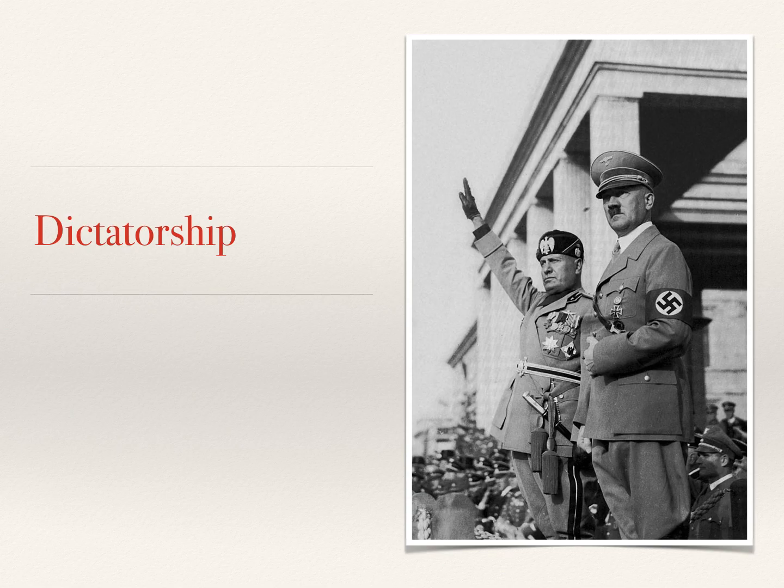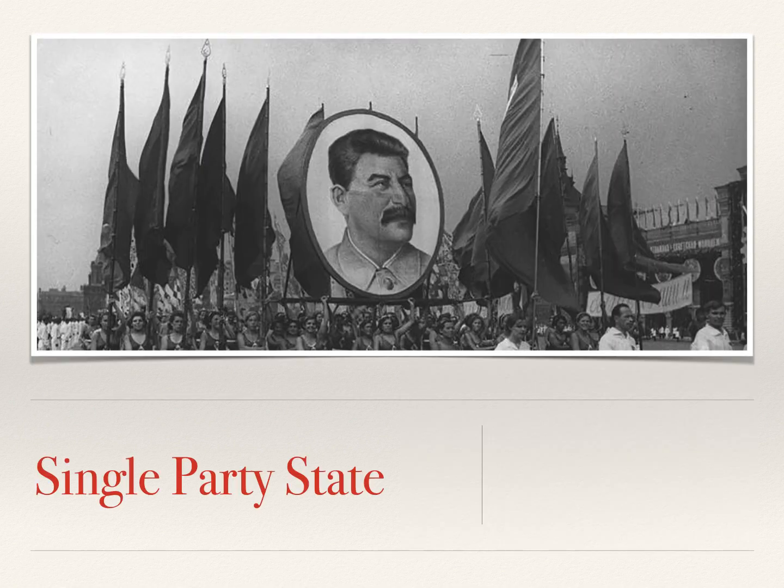The next two types of government are governments where power is held by a small group of people. The first is a single party state. A single party state is a government where there is only one political party, and the rulers of that party, usually a very small group, make all the decisions. A good historical example would be the Communist Soviet Union.